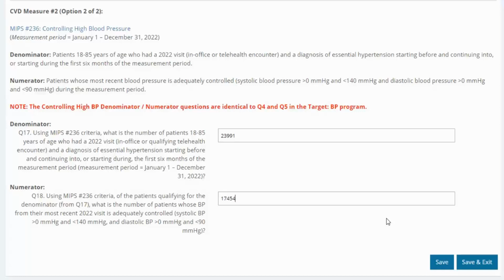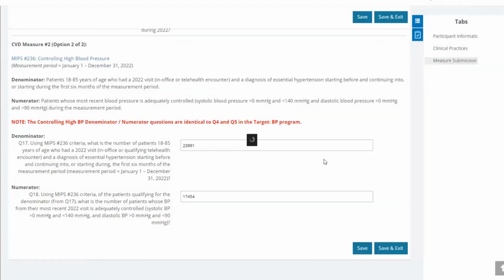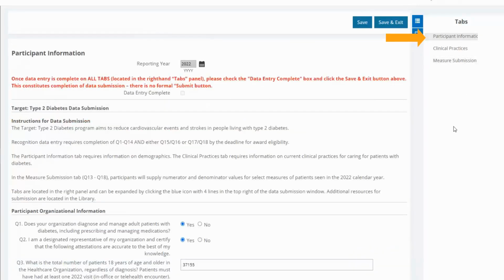To complete your data submission, make sure you filled in both fields for the diabetes measure and both fields for one of the cardiovascular disease measures. Once all fields have been entered, return to the Participant Information tab. The last step in our submission process is to check the Data Entry Complete box. An important note, if this checkbox cannot be populated, it means your data is incomplete and you may not be eligible for recognition. Please review both tabs and ensure no fields are left unanswered before exiting.